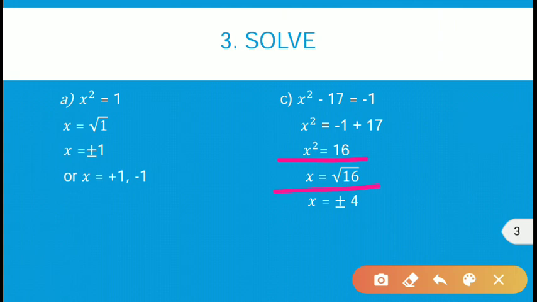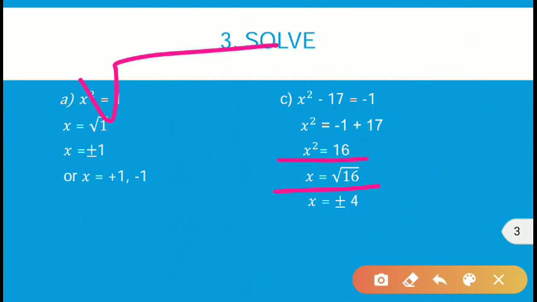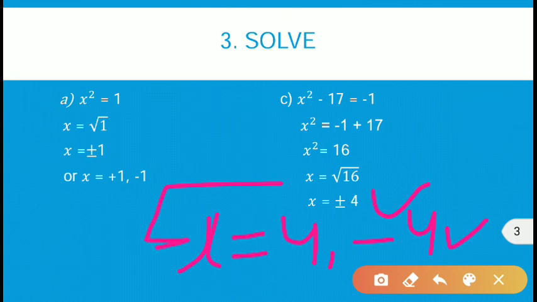So x can be written as under root 16. When the square is transferred to the right hand side, it becomes a square root. Now under root 16 can be written as 4 into 4. So this is one pair. This can be written as x is equal to plus minus 4, or we can also say x is equal to 4 and x is equal to minus 4. This is also correct. Both are the same, only the way of writing is different.